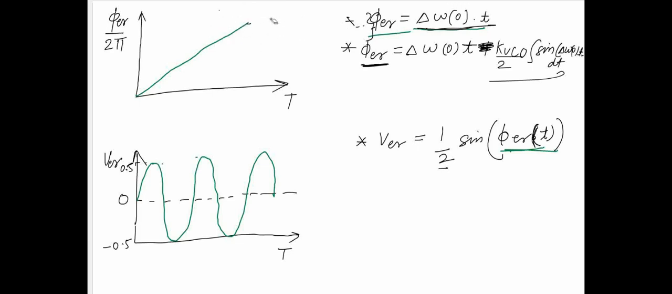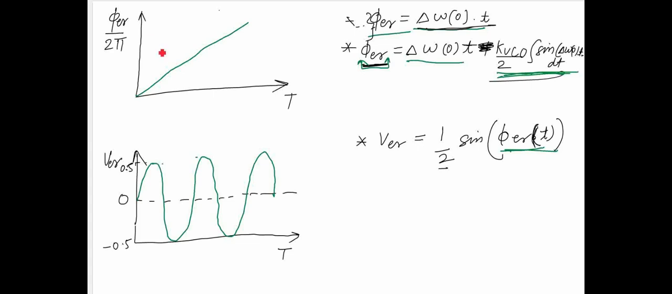So what we want to see here is that in response to the change in VC, the omega out will change. If your VC changes, your omega out will change, so the phase error will change, right? But your PLL is still open. If your omega out changes, your phase error will change, and according to that we want to check the V error.